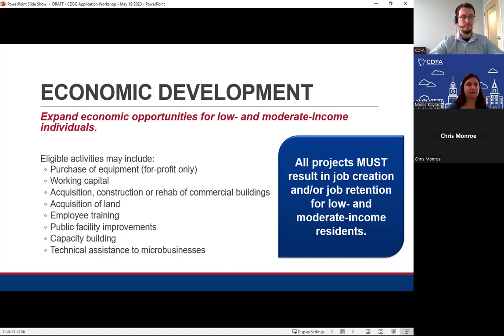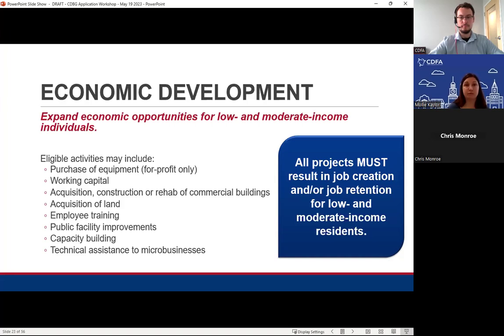So there are a variety of activities that HUD lists out that might be able to be funded using CDBG economic development funding. Also under this category is technical assistance to micro businesses. Micro businesses are small businesses that have 5 or fewer employees, including the owner. If the individual that owns that business is a low to moderate income individual, they may be eligible for technical assistance through the CDBG Micro Enterprise Program.